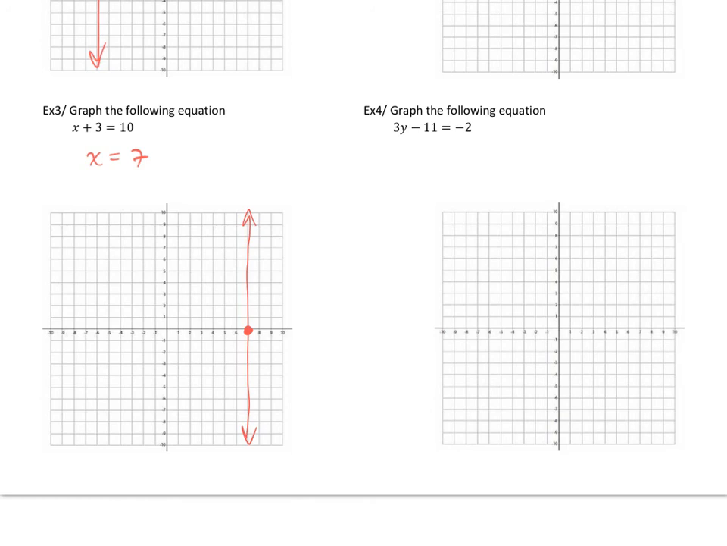In this last example, I have 3y minus 11 equals negative 2. So add 11 to both sides, that will get you 3y equals 9. And then divide by 3, that will get you y equals 3. So this tells you, again, that one variable in your linear equation, linear function, tells you which axis to go to. So we're going to go to the y-axis at the value positive 3. So right here. And y equals a number gives you a horizontal line.